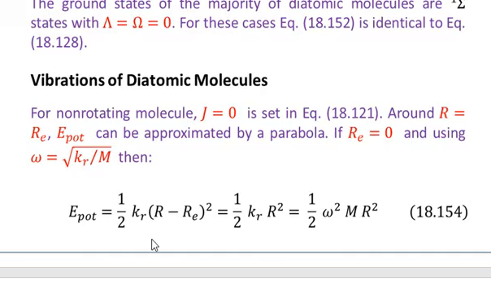So you see that this is the potential function that we are approximating by the parabolic form, and we have written these quantities.